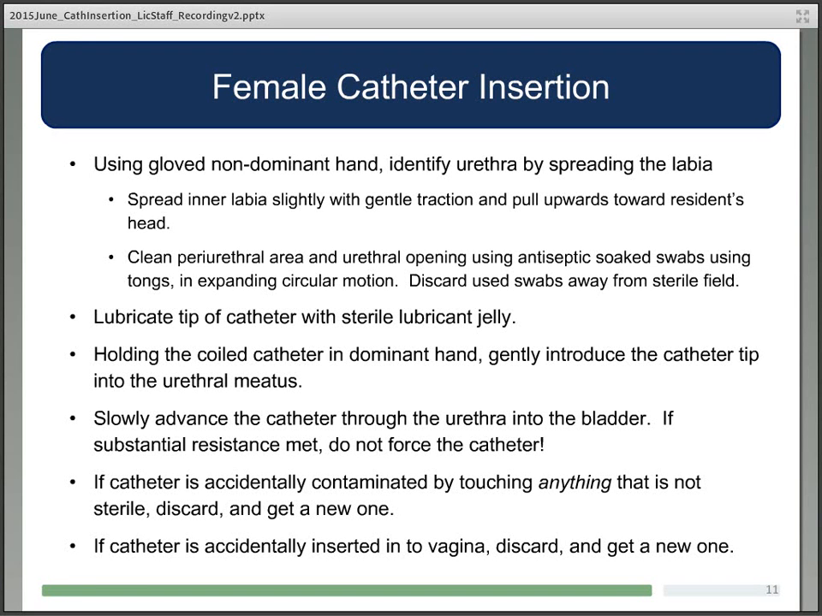Lubricate the tip of the catheter and holding it in your dominant hand, gently introduce it into the urethral meatus. Slowly advance the catheter through the urethra and into the bladder. Again, if you meet substantial resistance, don't force the catheter, as you can cause trauma or injury. If the catheter becomes contaminated by touching anything not sterile, discard it and get a new one. If you should accidentally begin to insert it into the vagina, do the same.